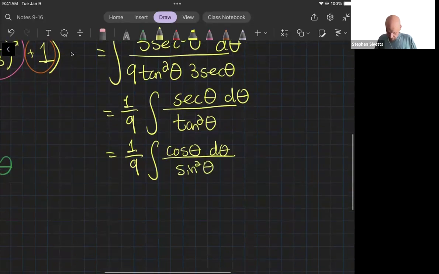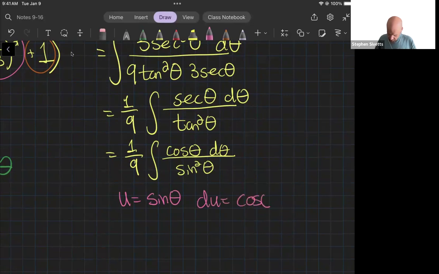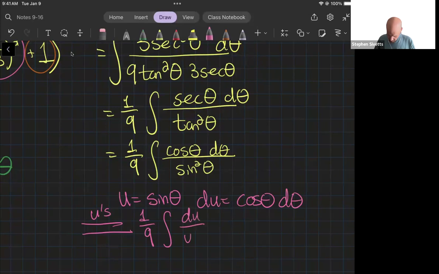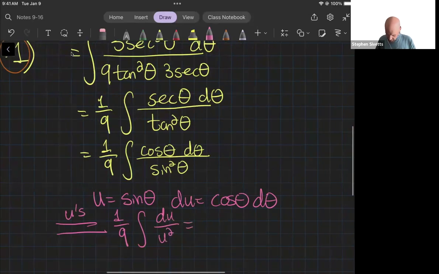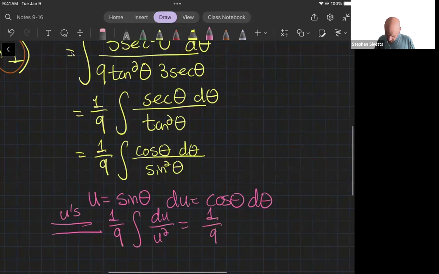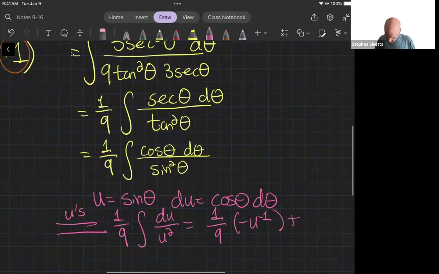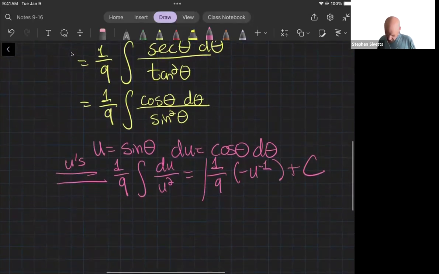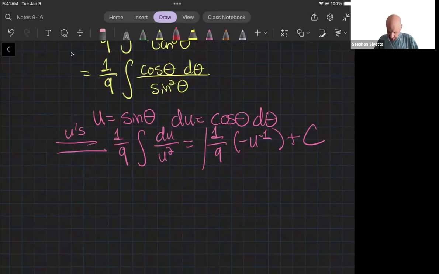Okay. And this is just a basic u sub, right? If I let u equal sine theta, du is equal to cosine theta d theta, right? So in u's, this will equal 1/9 times the integral of du over u squared, right? So this equals, by the power rule, 1/9 times minus u to the minus 1 power plus c. Okay.